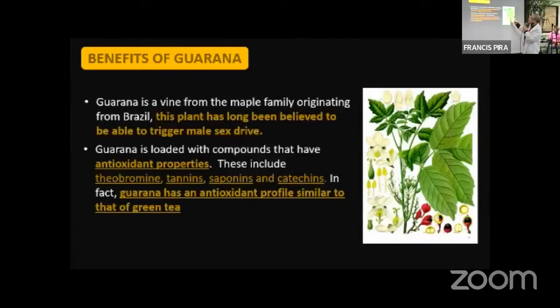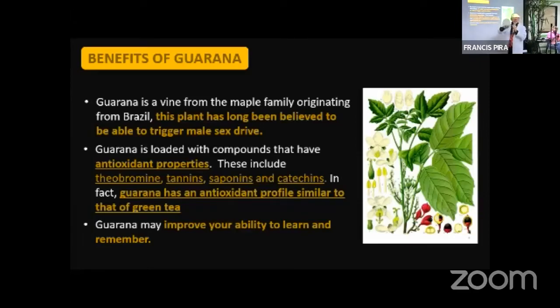Next slide. Guarana. Guarana is a vine from the maple family originating from Brazil, has long been believed to trigger the male sex drive. So aphrodisiac. So aside from erection, you still have the drive for sex. It includes theobromine, tannins, saponins, catechins. The catechins are very rich in green tea. So green tea is also a good source of catechins. Saponins and tannins are found in guarana. Guarana will improve the ability to learn and remember. So it's really good for.